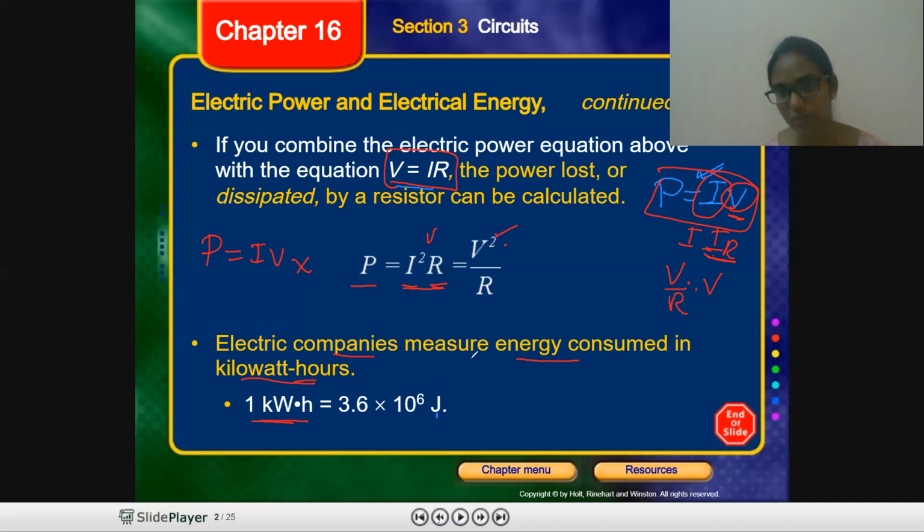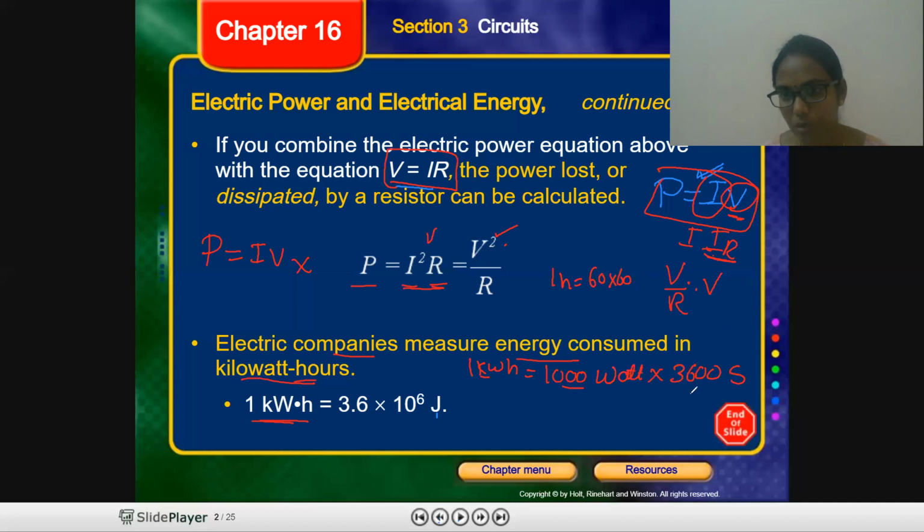See, 1 kilowatt hour, right? Kilo means 10 power of 3, so 1000. 1 kilo means 1000. 1 W, W means watt, right children? So you write watt only. Next you write hour. 1 hour equals how much, children? 1 hour is equal to 60 minutes into 60 seconds. 60 into 60, what will you get if you multiply? It will be 3600 seconds.